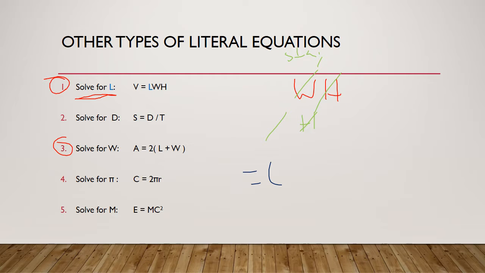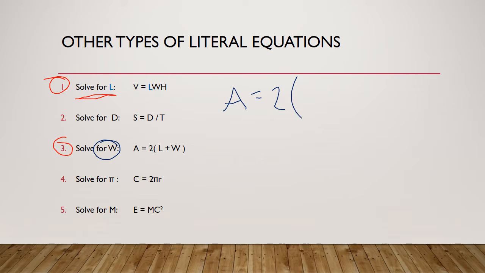For number 3, as I erase this, this one is a tougher version of it. That's why I skipped number 2, because I only wanted to do 2 on here. I didn't want to make the video too long. So for this one, it says solve for W. I want to get W by itself. So I have A equals 2 times L plus W.